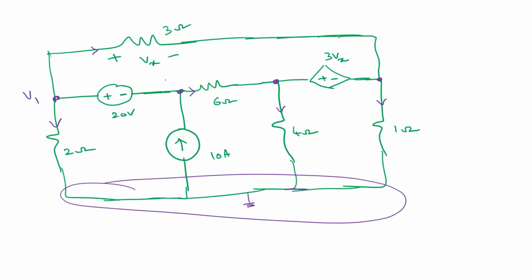So this is V1, V2, V3, V4. Which will form a super node here? V1 and V2 will form a super node. What is the other one? V3 and V4. Between V3 and V4, we have a dependent voltage source, so that is also forming a super node, right? So now you can write the equations.